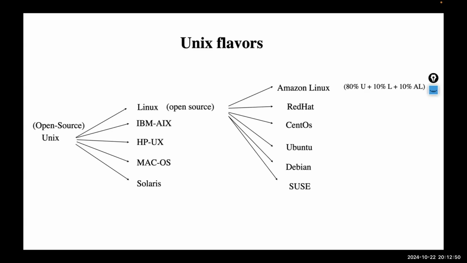All these operating systems are flavors of Linux, and the left side is a flavor of Unix. So overall, the main operating system, the core operating system, is Unix. All these are flavors of Unix.